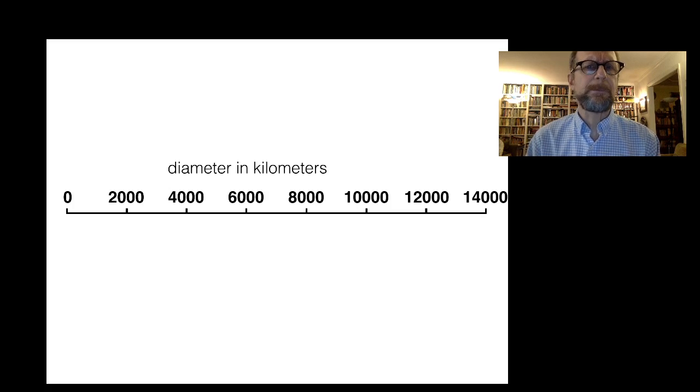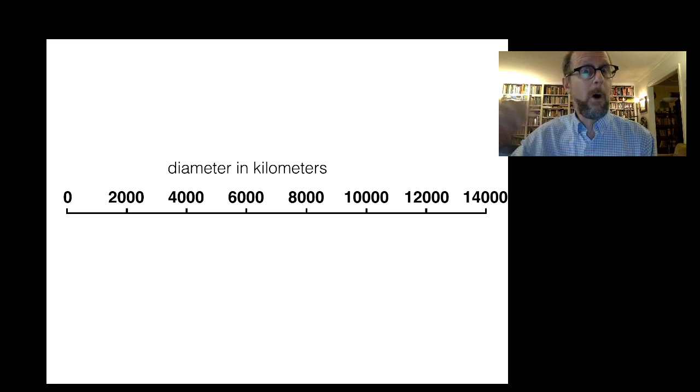And so let's think bigger. Now we have diameter in kilometers. And again, my question to start off with is, is this a linear scale or a logarithmic scale? And it is, in fact, a linear scale.